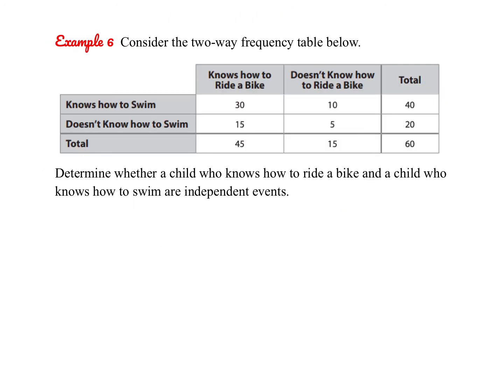All right, now let's try another one together. So now we have a different set of data about kids, whether or not they know how to swim and whether or not they know how to ride a bike. We're trying to determine whether a child who knows how to ride a bike and a child who knows how to swim are independent events. So we'll call this event A here and event B. We're going to find the individual probabilities first. The probability that a child knows how to ride a bike would be 45 out of 60, so 3 out of 4.